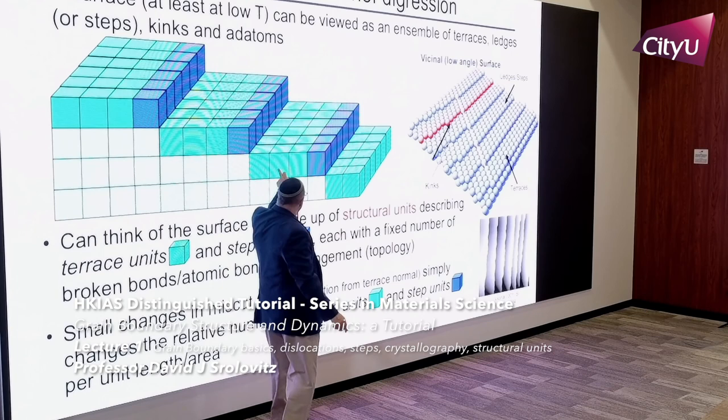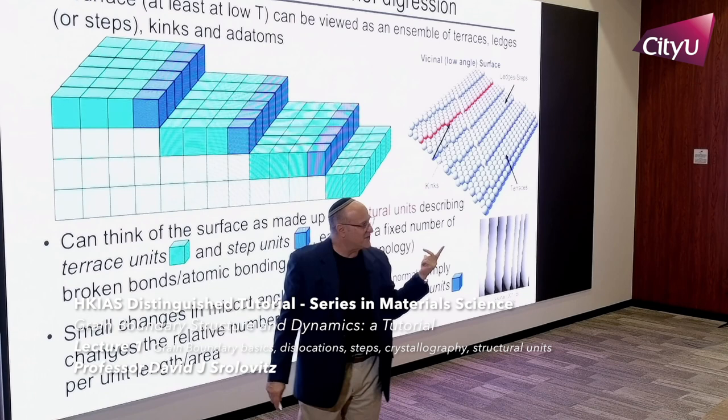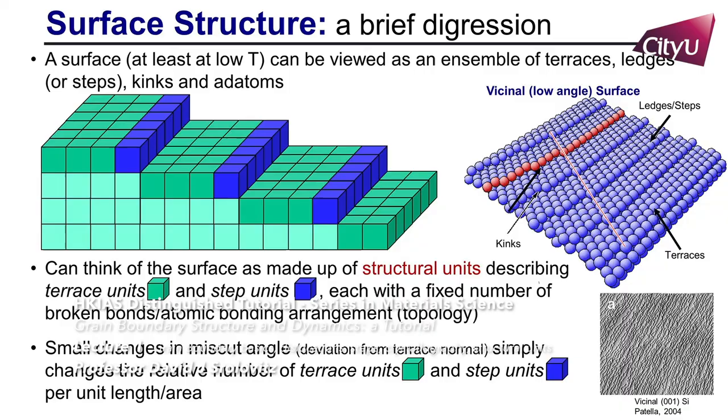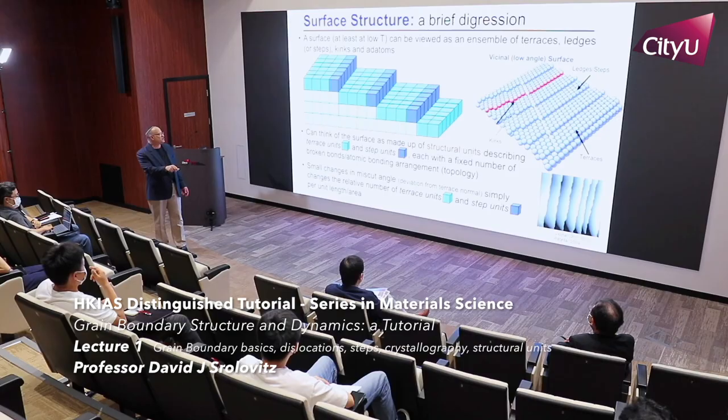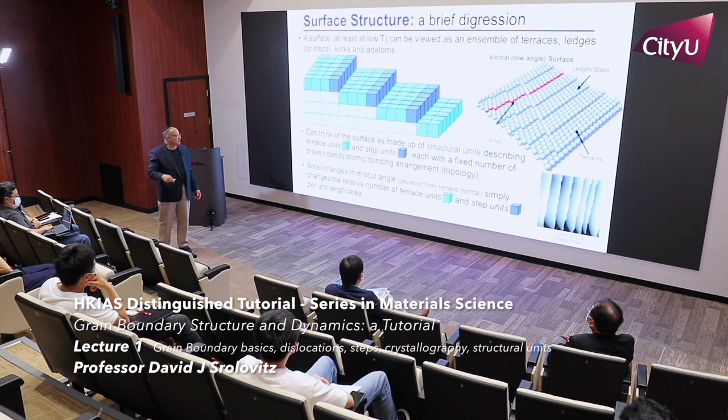Locally, the bonding is very different. There's two kinds of units. There's more broken bonds here than there are there. So we're going to think of a structure as made of structural units. I can think of terrace units and step units. And each one has a fixed number of broken bonds and a particular bonding topology. Okay?